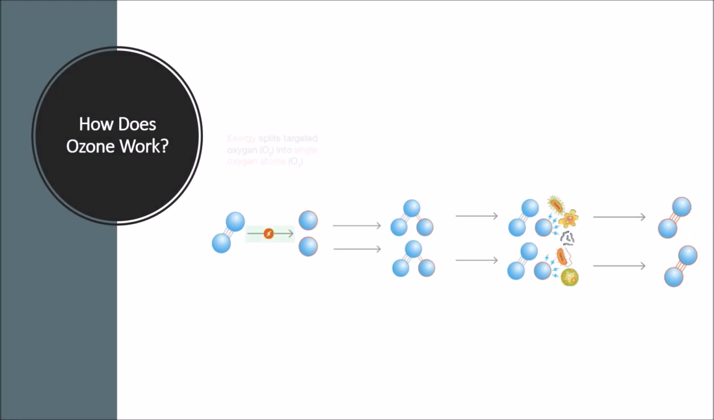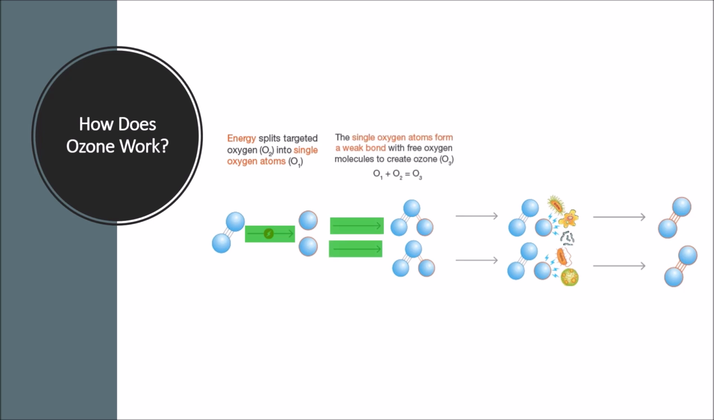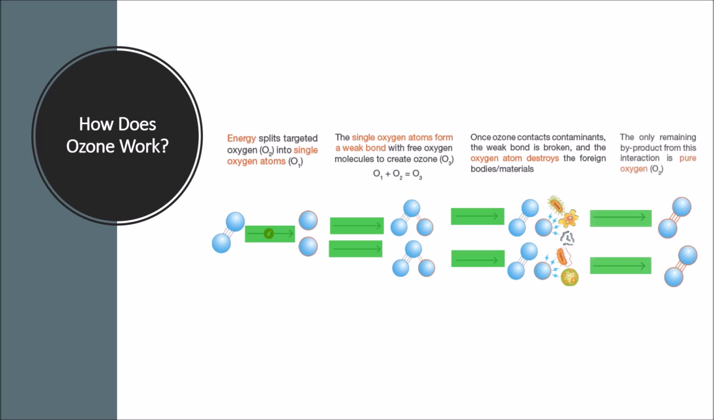Once the process of atmospheric oxygen being split by either solar or electrical energy occurs, and these single oxygen atoms form a weak molecular bond with the remaining free atmospheric oxygen molecules to create ozone, the weak bond is broken as the stray oxygen atoms take electrons from various contaminants in the water. Afterward, the ozone is reduced back to the diatomic oxygen that we all breathe and is contained here in the Earth's atmosphere. This life-giving oxygen is the only remaining byproduct from the entire process.